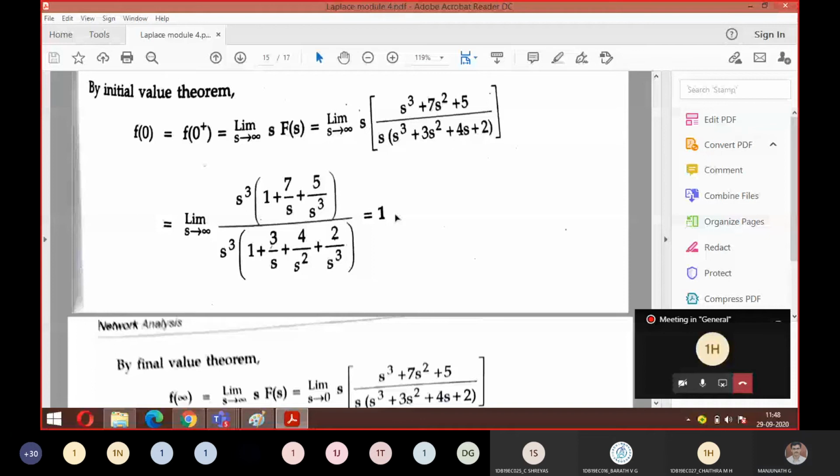Everyone? Yes, sir. You just need to do slight manipulation and always remember it should be in this order, 1 plus form. Then it will be easy for you to apply a limit. So directly you can't apply limit as s tends to infinity. Look at here. If you apply limit s tends to infinity directly, every time you are going to get 0 only as the answer. Correct? So don't make that happen. Take the common terms, then apply.